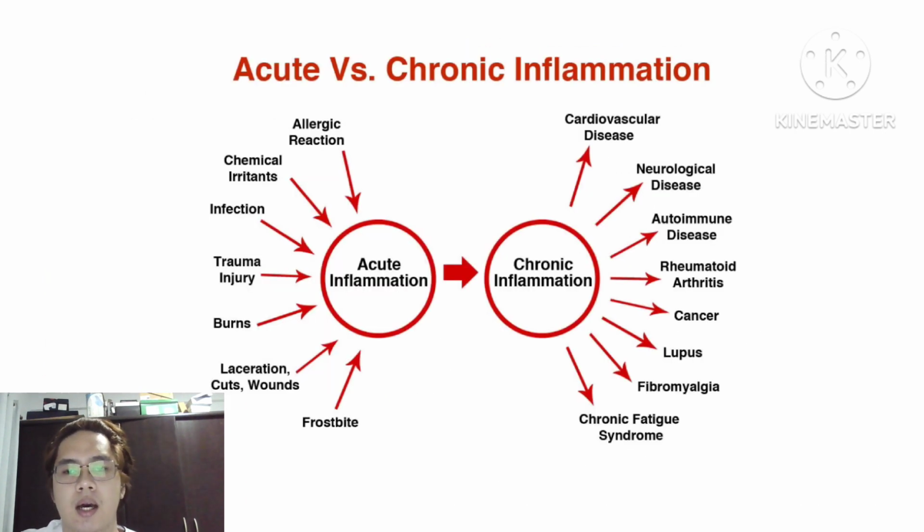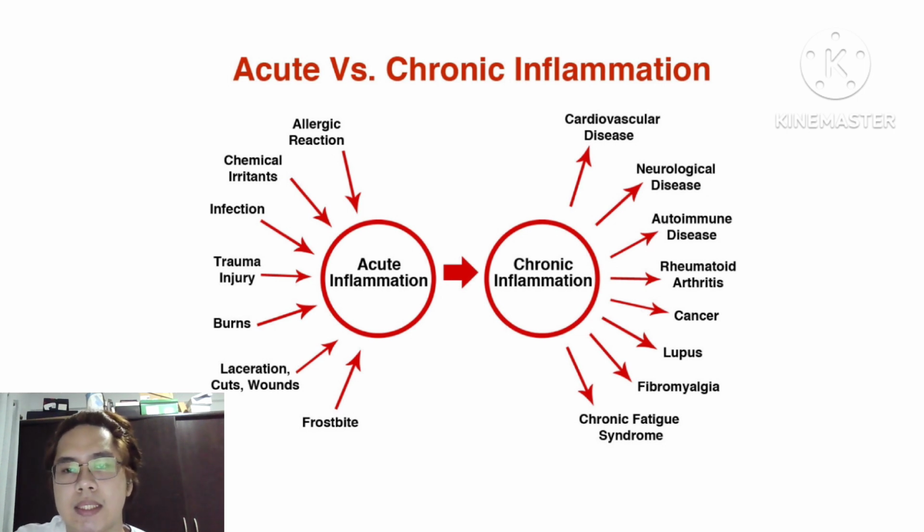Next, let us talk about acute versus chronic inflammation. Under acute inflammation, we have several kinds, such as allergic reactions, chemical irritations, infections, trauma injury, burns, cuts or wounds, and frostbite. Under chronic inflammation, we have cardiovascular diseases, neurological diseases, autoimmune diseases, rheumatoid arthritis, cancer, lupus, fibromyalgia, and chronic fatigue syndrome.